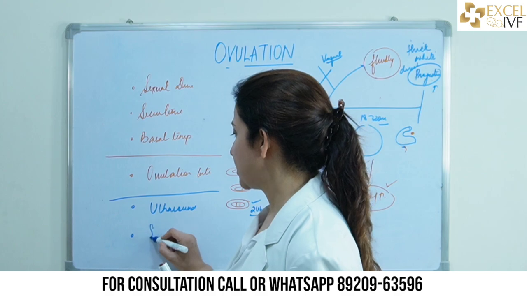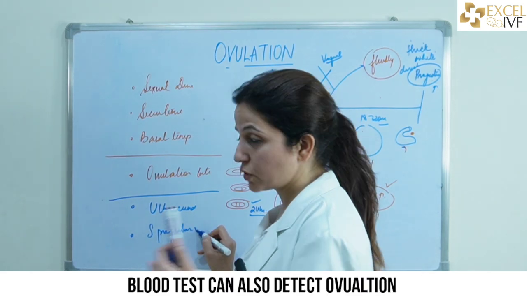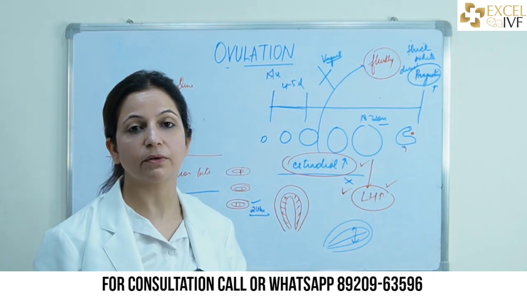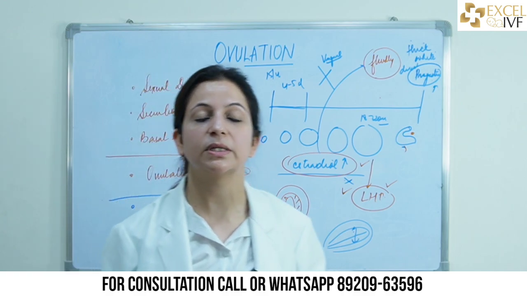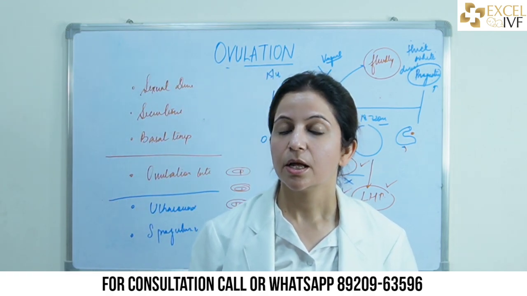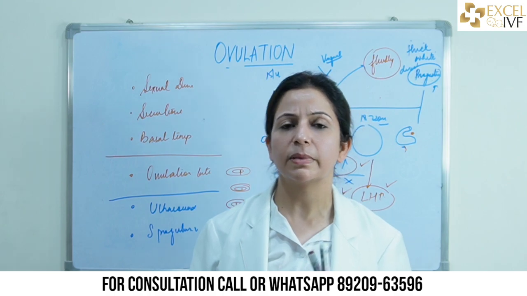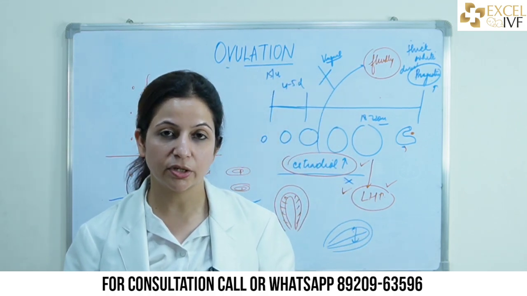A blood test of serum progesterone can help us to know in retrospect whether ovulation happened or not, because this hormone is released after ovulation. So if we get a blood test done for serum progesterone, it will tell us whether ovulation happened. So these are certain signs and symptoms, and certain blood tests and ultrasounds that can help you to find out your ovulation date.